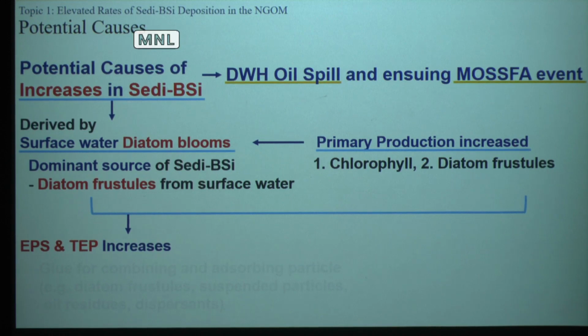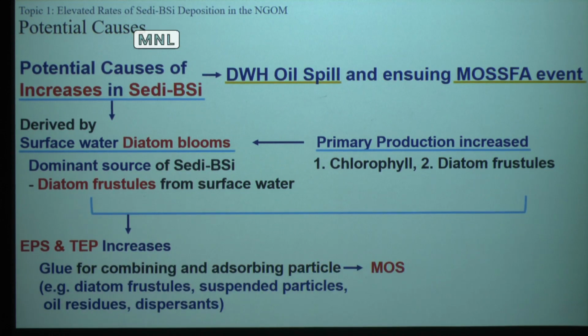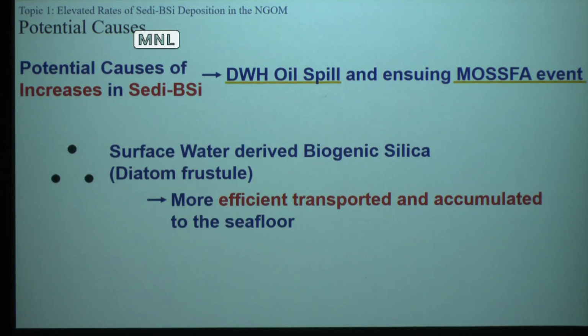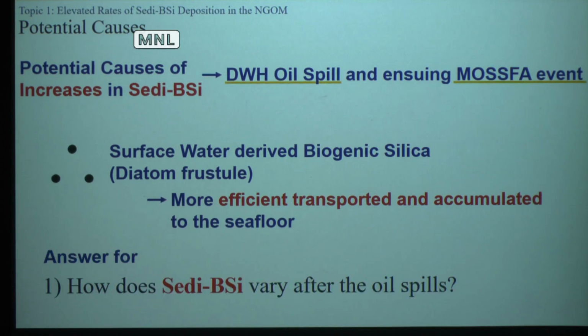Also, the increase of EPS and TEP acts as glue for combining and absorbing particles and forms marine oil snow. And clay-sized minerals attached to the marine oil snow make it sink faster. Consequently, surface water-derived biogenic silica can be more efficiently transported and accumulated on the seafloor, and sedimentary biogenic silica can increase in association with the MOSPA event. So this can be the answer for question 1.